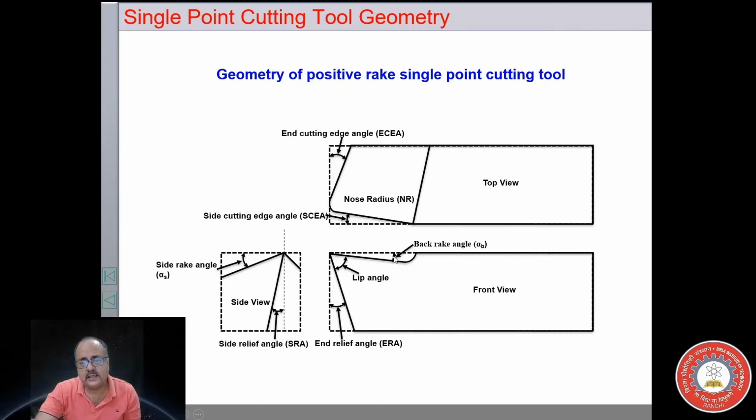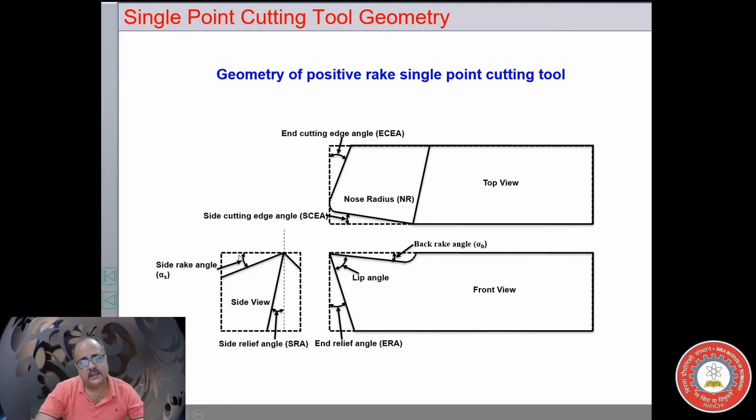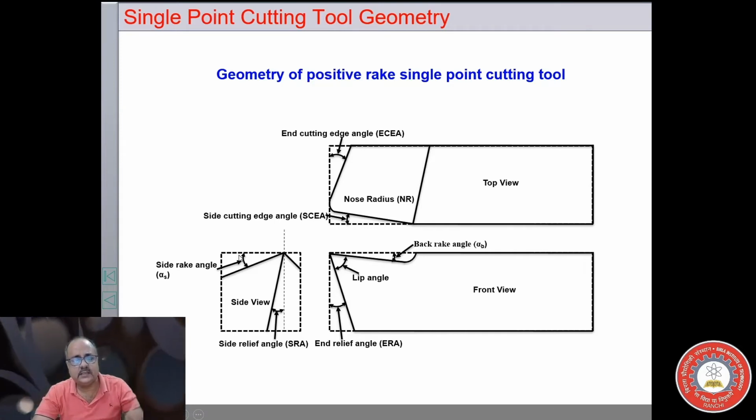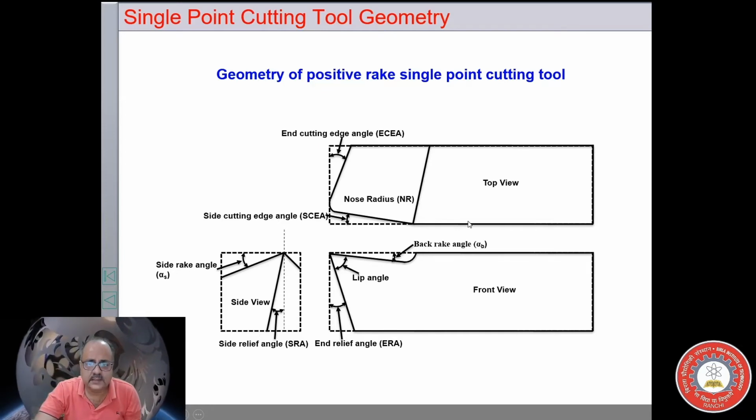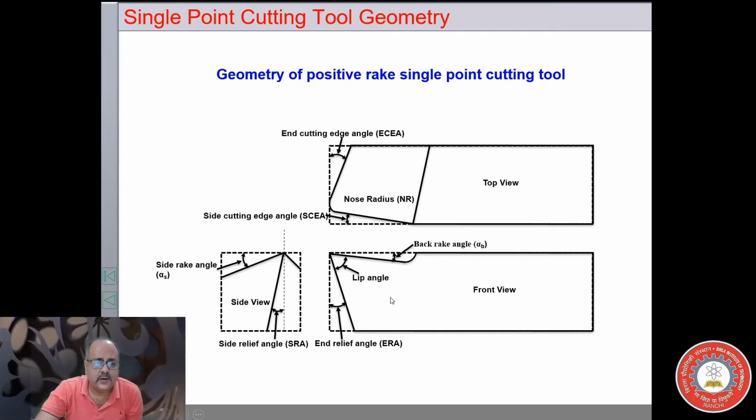So this angle is called the back rake angle, and the angle by which it is inclined sideways is called the side rake angle, visible from the side. So this is the side rake angle. The combination of this, or the resultant of the side rake angle and back rake angle, is called the rake angle.